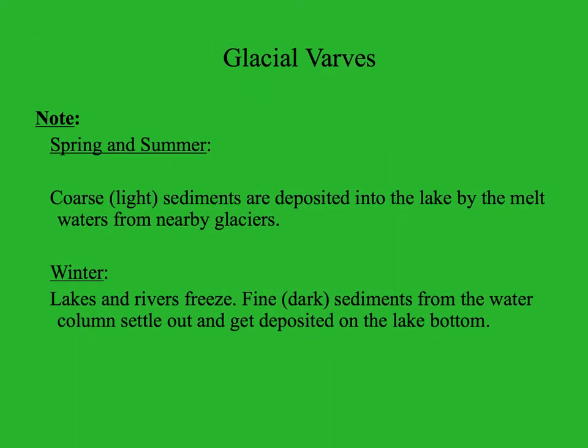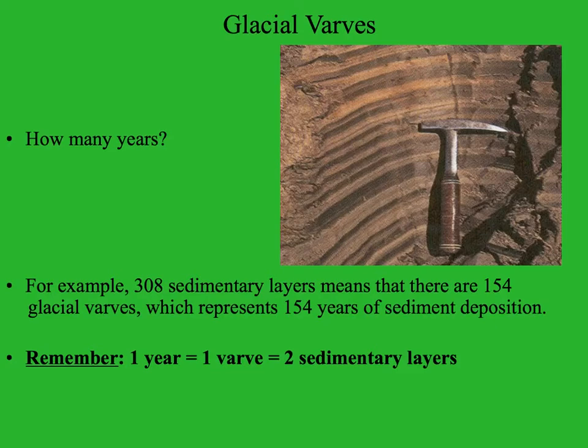So in the picture to the right, it's tough to actually count how many years. You'd have to be able to count how many light darks. So what I will do instead is I'll just give you an example. Say if we did count it and we had 308 sedimentary layers.